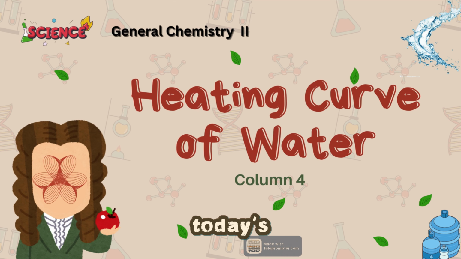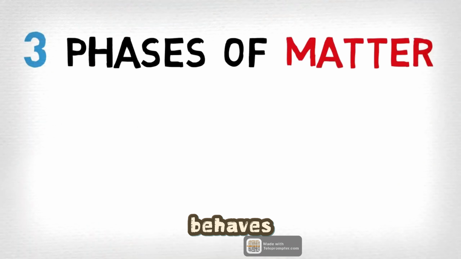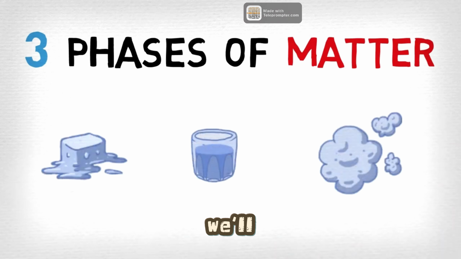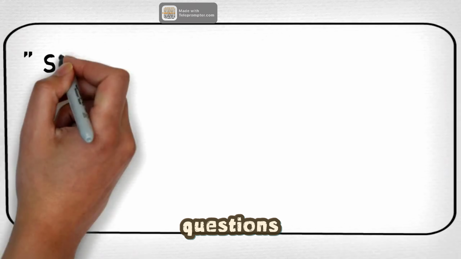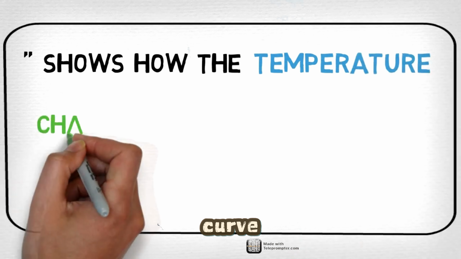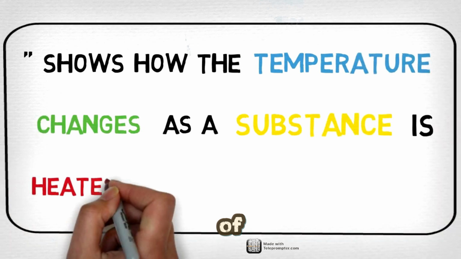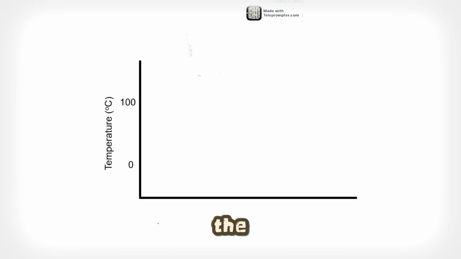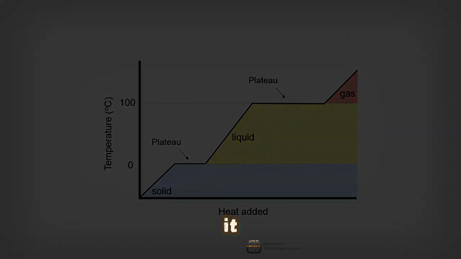Hello everyone! Today's session is all about understanding the heating curve of water, a key concept in physical science that reveals how matter behaves as it absorbs heat. We won't be doing the lab physically, but we'll walk through the process, interpret the data, and answer some thought-provoking questions together. A heating curve is a graph that shows how the temperature of a substance changes over time as heat is added. For water, this curve illustrates its journey from solid ice to liquid water and eventually to steam, the gas phase. Let's break it down.